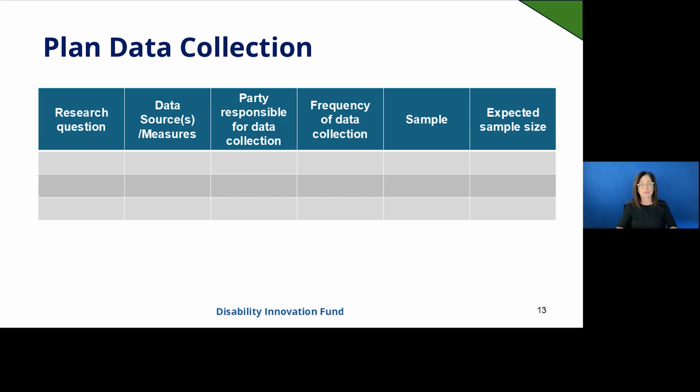In the fifth column, you define your sample. Who will you collect data from? Participants, staff, community members? Be clear about the group and make sure it reflects who your program is intended to serve. And finally, in the last column, estimate your expected sample size. This helps you plan logistics and understand the scale of your data. It also helps determine whether your sample is large enough to produce reliable insights.